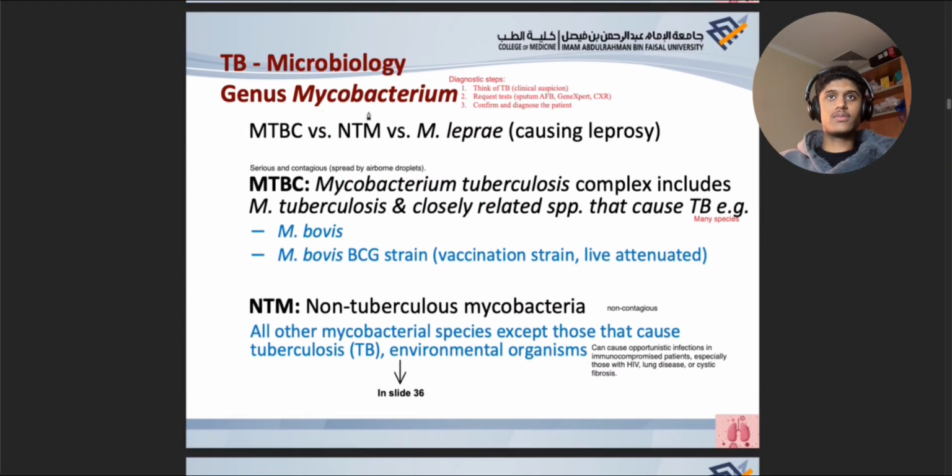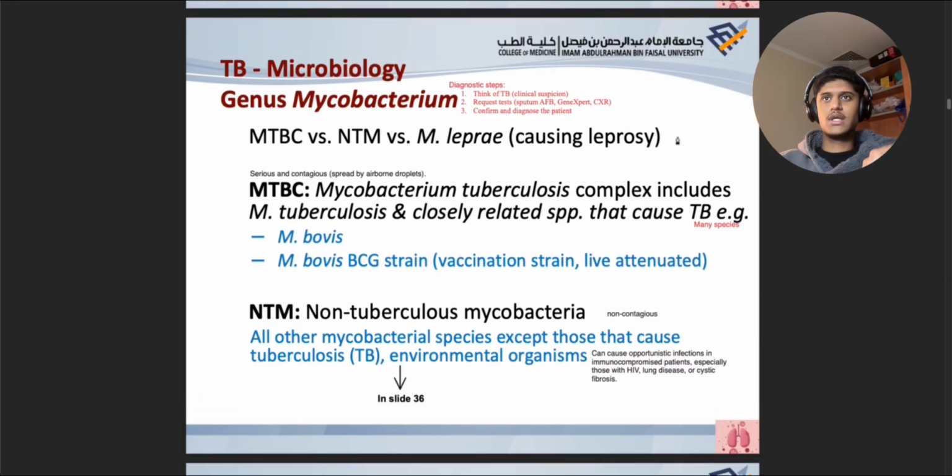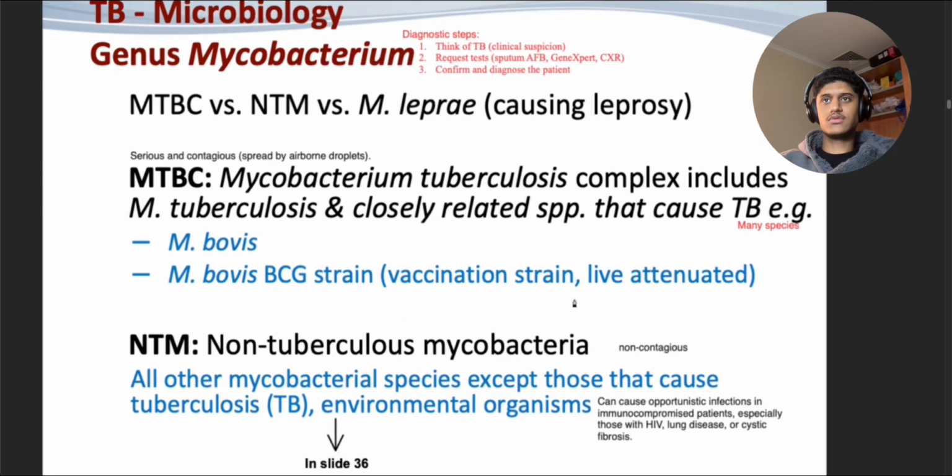The genus Mycobacterium is divided into the Mycobacterium tuberculosis complex and non-tuberculous Mycobacteria, which we will see further at the end of the lecture. The difference between them is really important in terms of how we treat the patients and how we proceed with giving antibiotics and their toxicity to patients. It is really important in a clinical setting more than a basic sciences one.